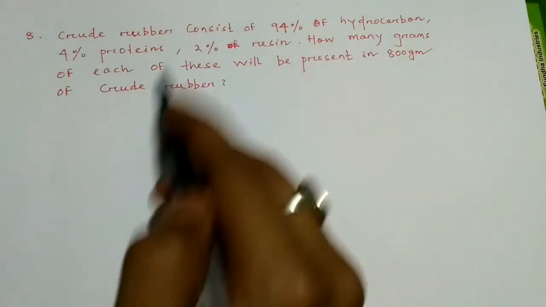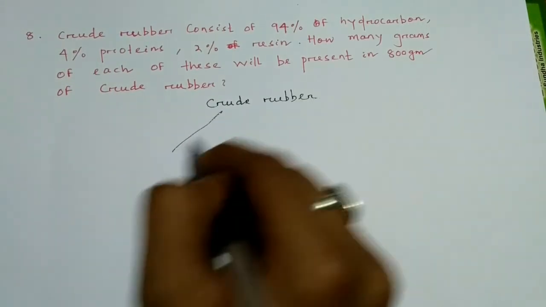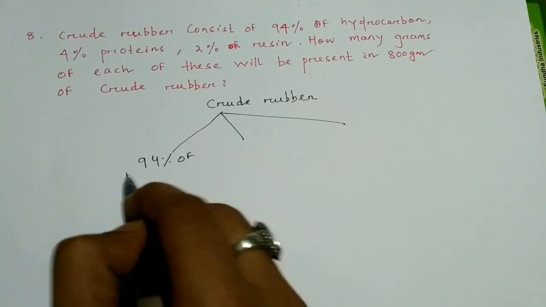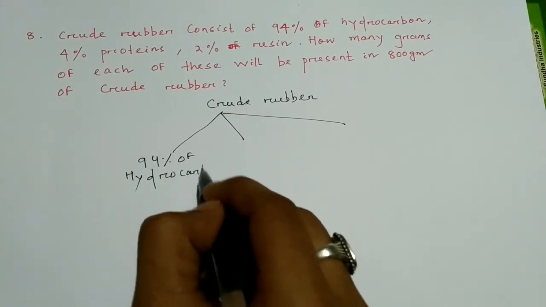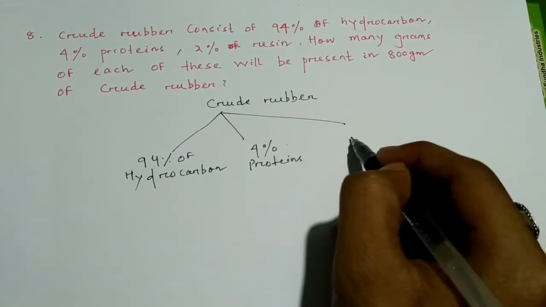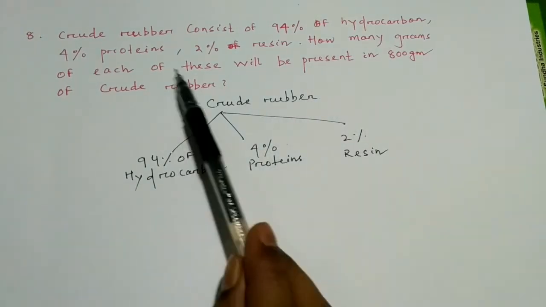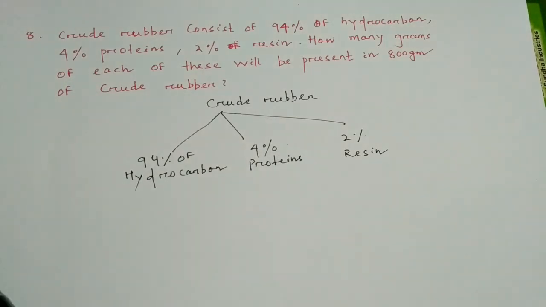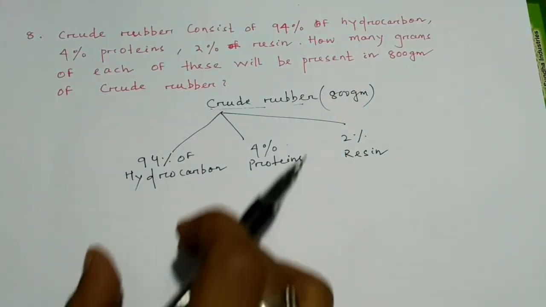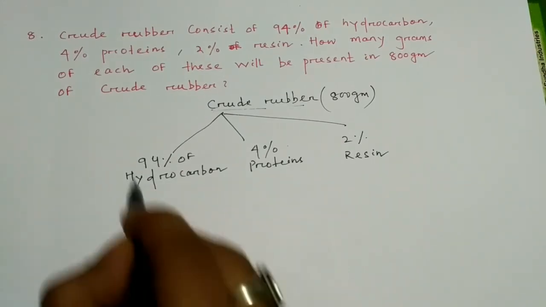Okay. Crude rubber means that it is not pure. Crude rubber consists of three things. One is 94% of hydrocarbon, first thing. Then 4% of proteins, and the rest 2% is resin. And the question is how many grams of each of these will be present in 800 gram of crude rubber. The crude rubber is given as 800 gram. Then we have to find how much hydrocarbon, how much protein, and how much resin we get. First, this is 94%.